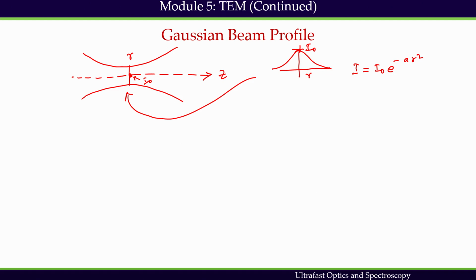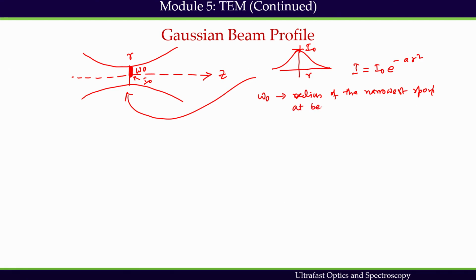And we said that there is a definition of beam waist, which is nothing but this radius, this is omega naught, and omega naught is nothing but the radius of the narrowest spot in the laser beam.